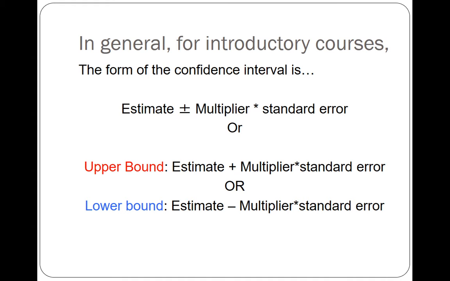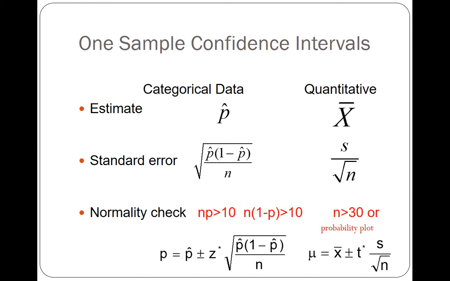So in general, for our introductory courses, what we have is our point estimate plus or minus our multiplier times our standard error. The standard error is the variation that we're taking into account. The multiplier is how many steps, or how many standard deviations or standard errors, we would want to go so that we're within a certain confidence interval. So let's talk about one sample confidence intervals.